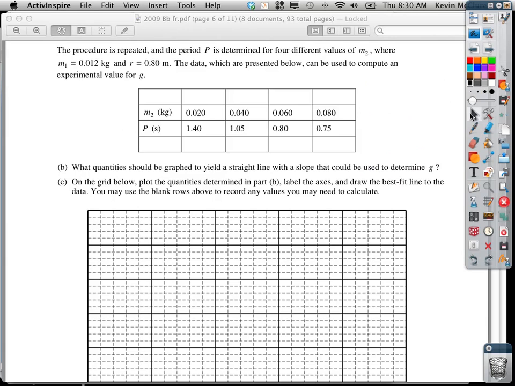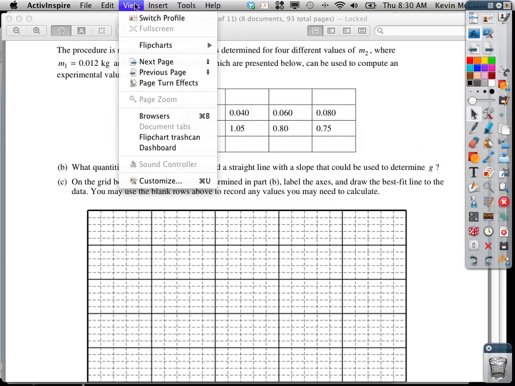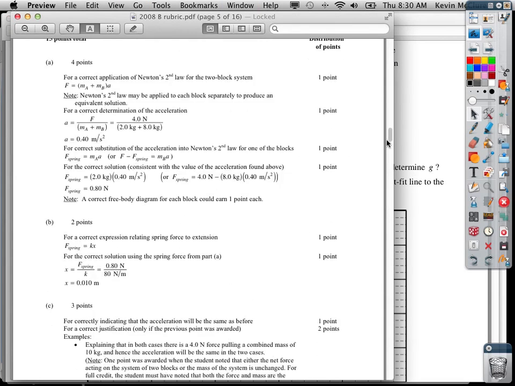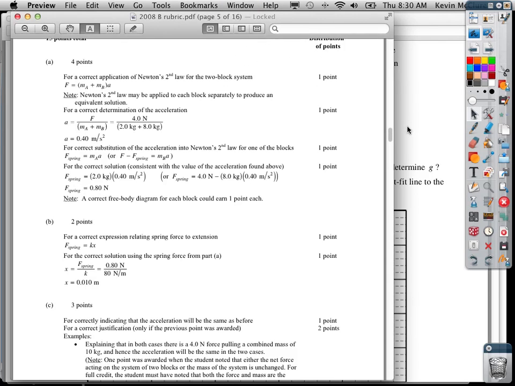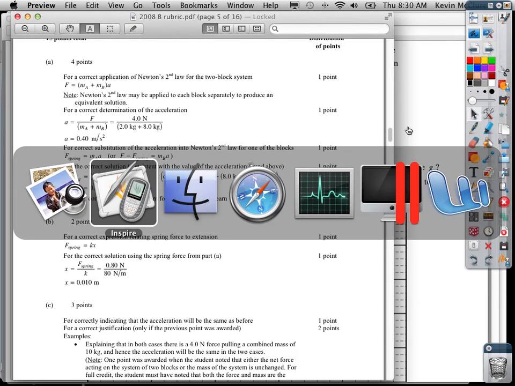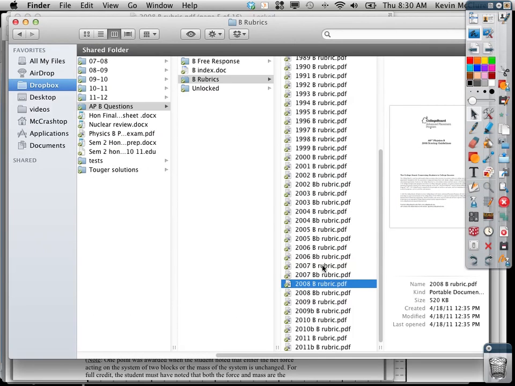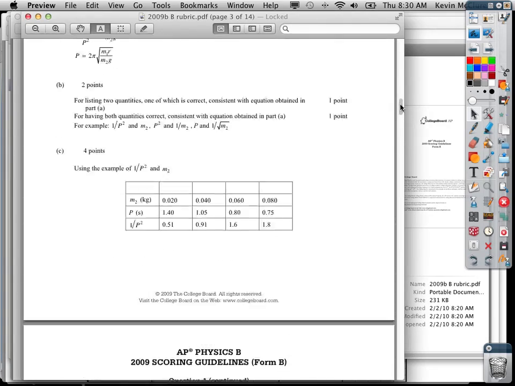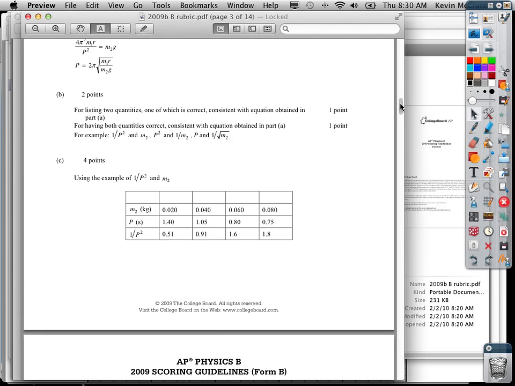Let's take a look and see what they did. That's 2008. That's the wrong one. Oh, I gotta go get it. This is 2009B, right? Yeah. Whatever.